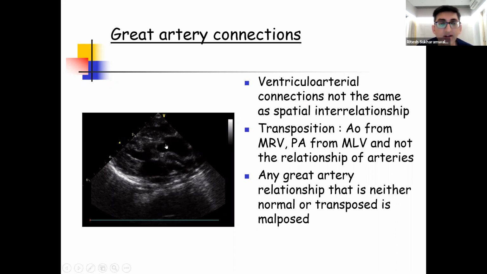But when the right ventricle gives rise to the aorta and the left ventricle gives rise to the pulmonary artery, it is known as ventricular-arterial discordance. It is not necessary that the ventricular-arterial connections have the same spatial interrelationship. Means the position of the aorta and the pulmonary artery has nothing to do with the ventricular-arterial connection.